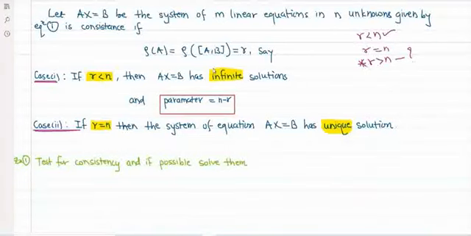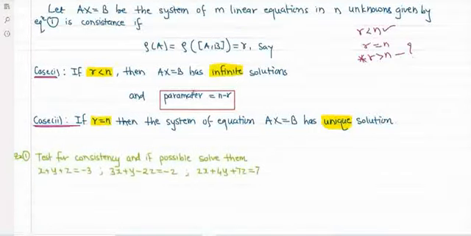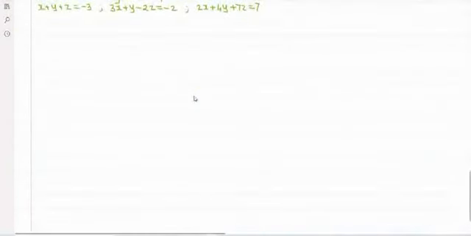The equations are, first equation is x plus y plus z equal to -3. Second equation, 3x plus y minus 2z equal to -2. And third equation, 2x plus 4y plus 7z is equal to 7. How many equations are given? 3. 3 equations, 3 unknowns.